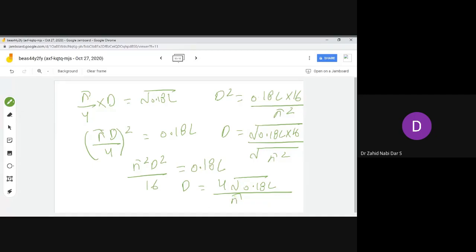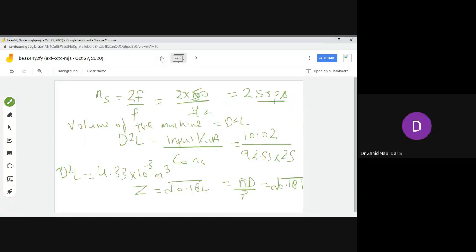So calculate the d value and let me know what d value you are getting. Can you show the previous page, sir? Which slide? Previous slide? Yes, sir, here. Pi d by P is equal to 0.18 L here. From here you have to substitute there.